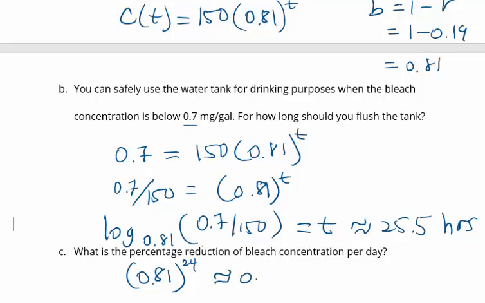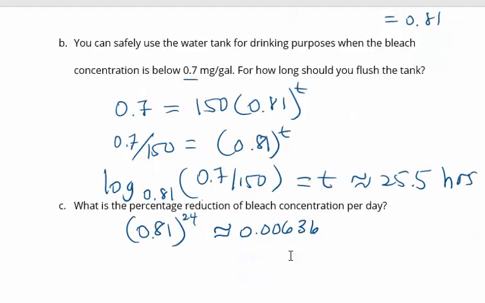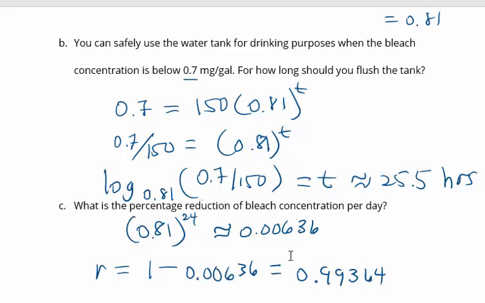And we get about 0.00636. Okay, well this is not our answer. We're going to calculate r by subtracting this number from 1. So 1 minus 0.00636 is 0.99364. Okay, and altogether over those 24 hours, that's about a 99% reduction.